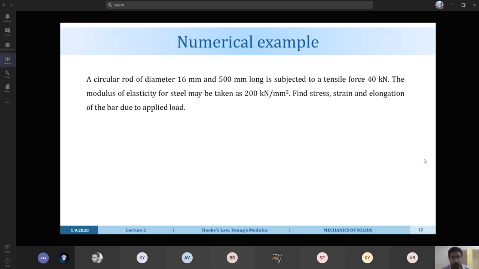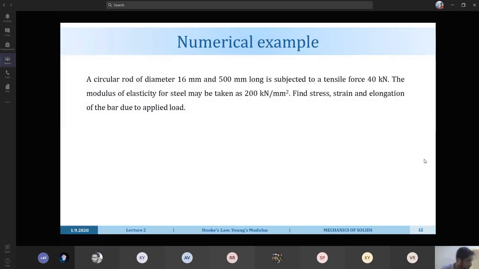Maybe we can have a numerical example right now. Here, a circular rod of diameter 16 mm and 500 mm long is subjected to a tensile force of 40 kilonewton. The modulus of elasticity for steel may be taken as 200 kilonewton per millimeter square. Find the stress, strain, and elongation of the bar due to the applied load.